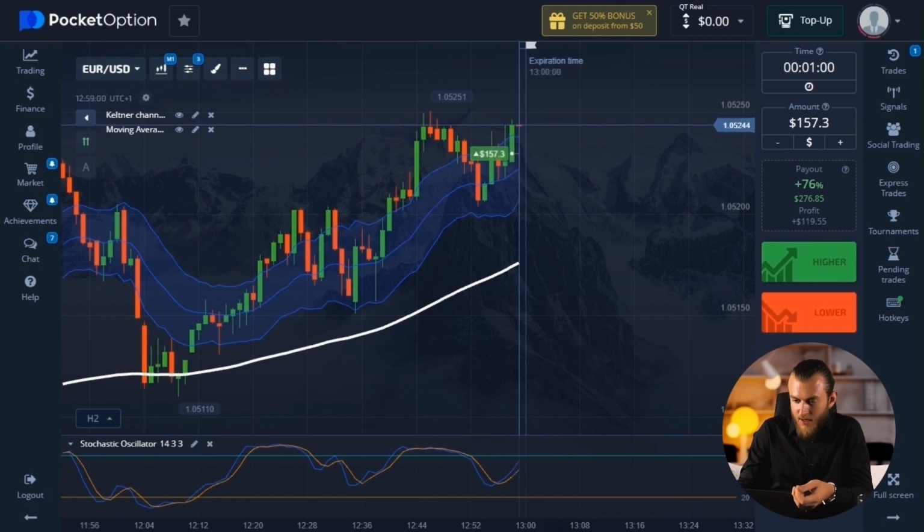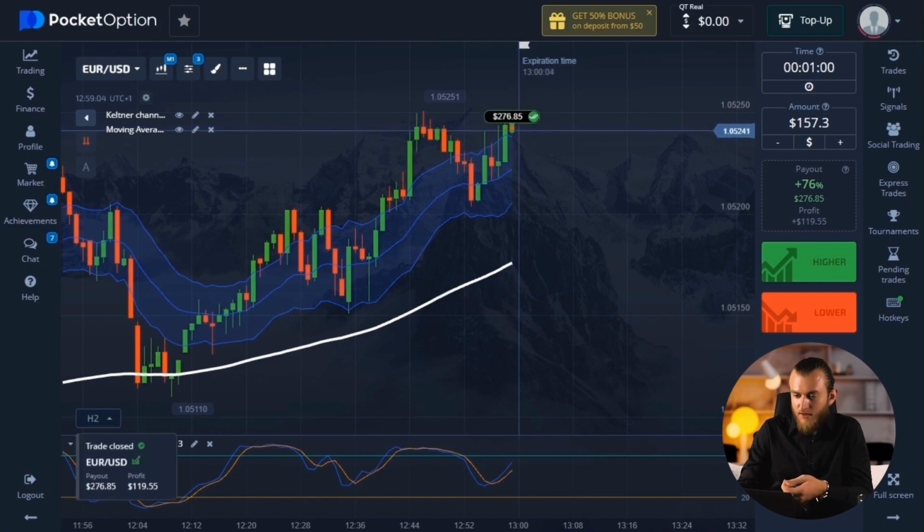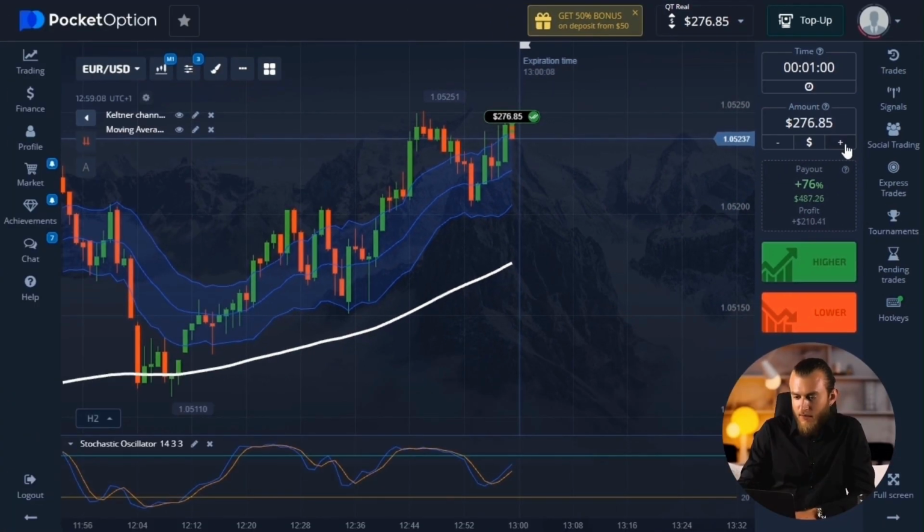The graph is showing an upward trend. I believe that everything will turn out well. Yes, wonderful. $276 on the balance. Let's probably finish here and look for new opportunities.